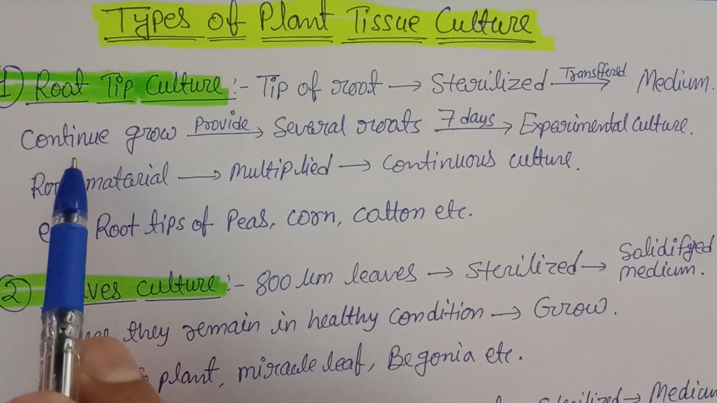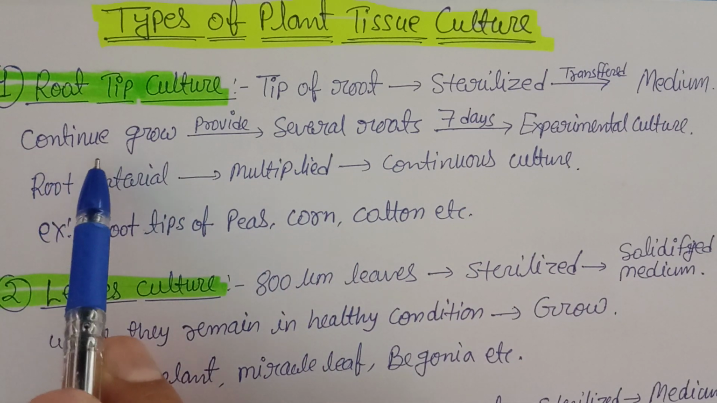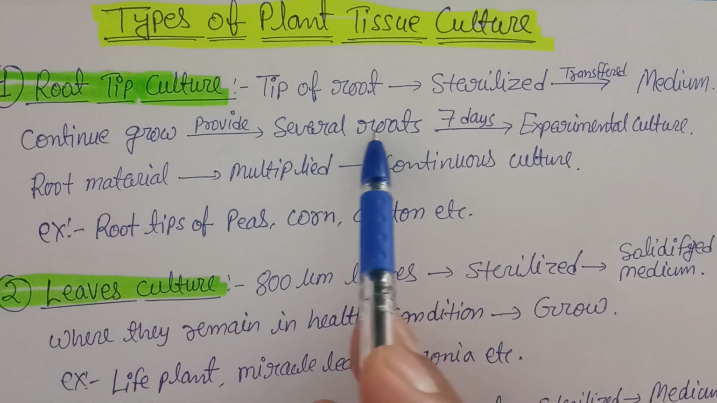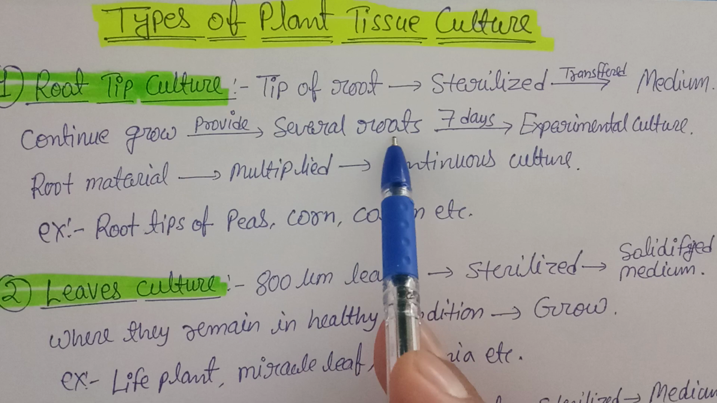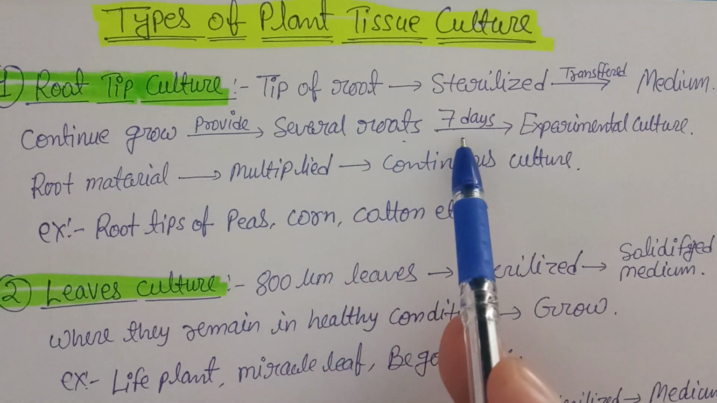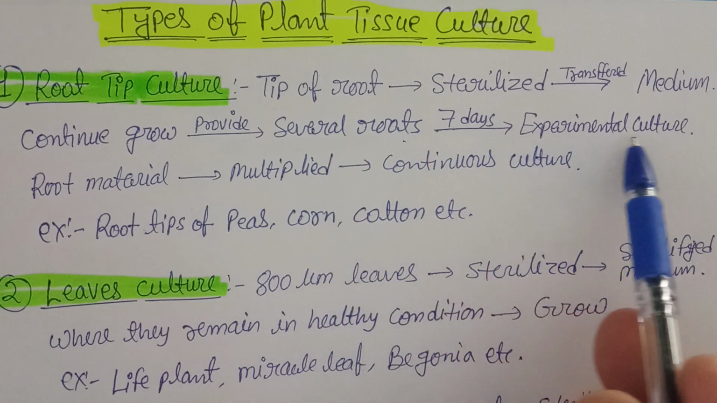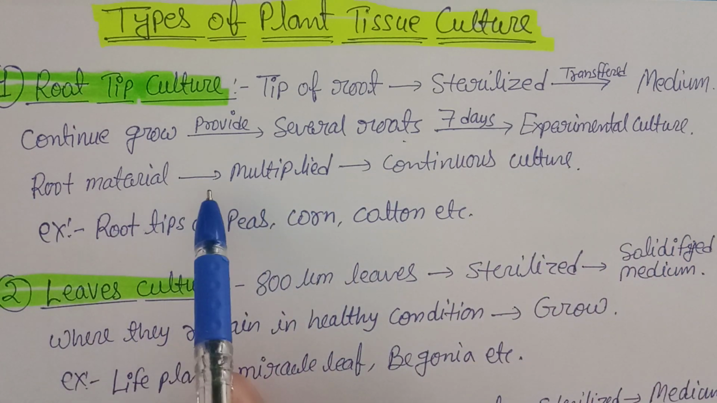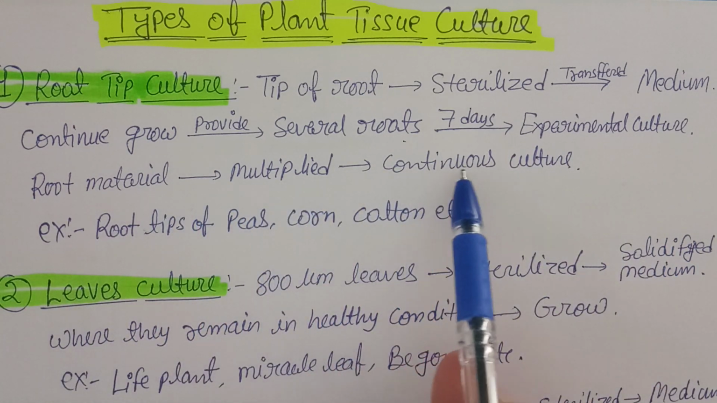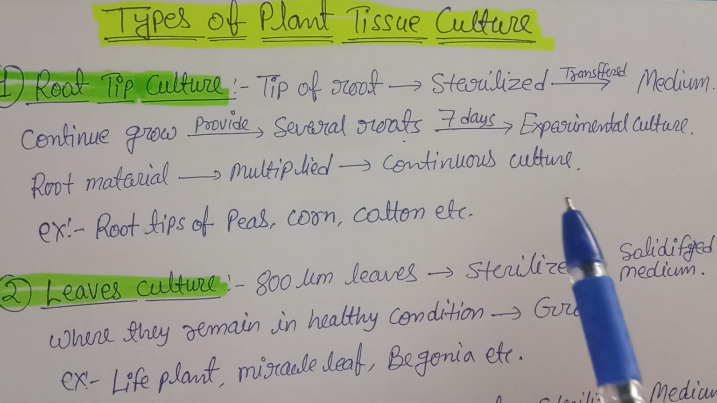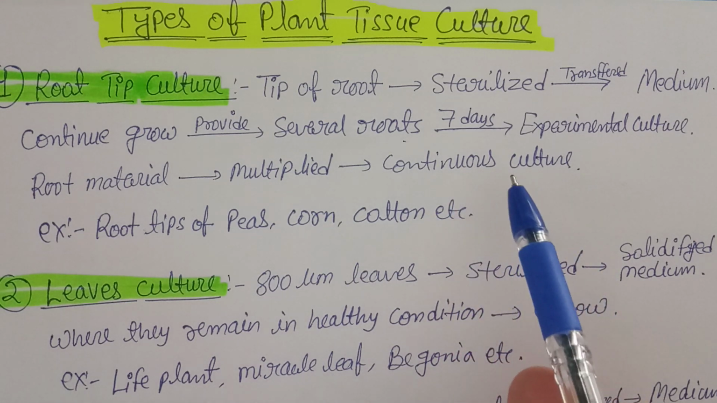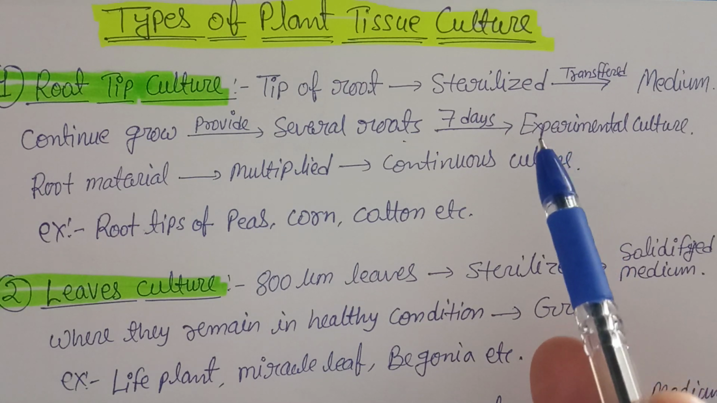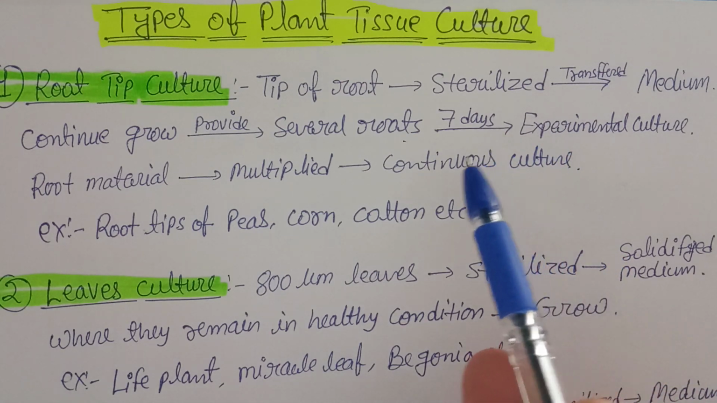Then that nutrient medium will continue growing and provide several roots. From one tip of the root we are going to get several roots. After 7 days, the experimental culture is established, and this root material is multiplied in continuous culture, right? Then those roots can be used for the generation of new plants, and they can be planted in different places, right?